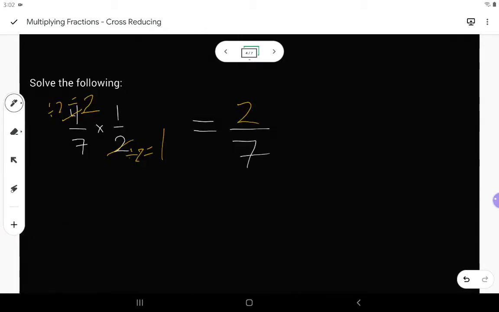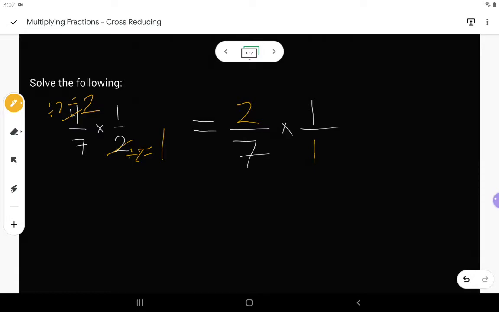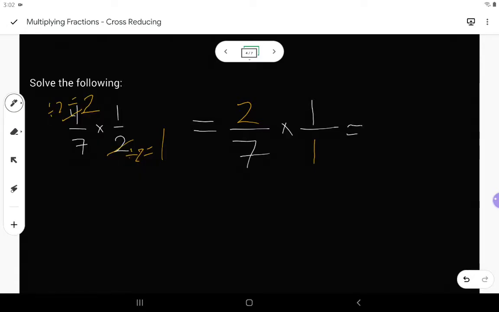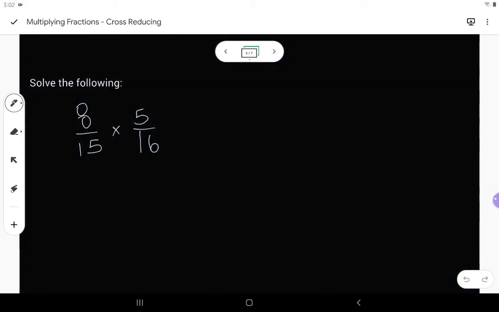Okay, and then I'm still multiplying. And instead of having 1/2, that 2 has changed also into a 1. And now my expression is simply 2 times 1, which is 2, and 7 times 1, which is 7. And that's what we're going to be doing, is cross-reducing. So it's basically like putting our numbers into lowest terms before we multiply. That's actually really handy because then we're not going to get any giant numbers. So let's look at another one.